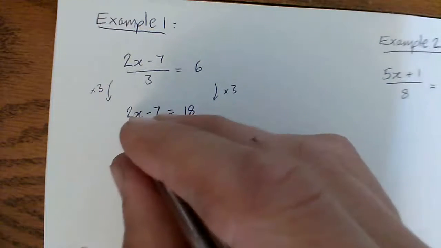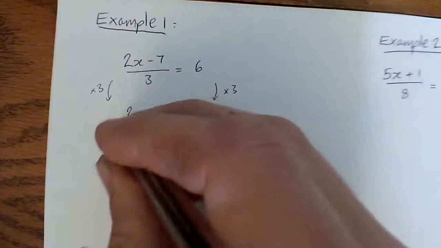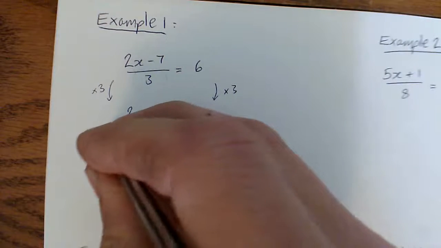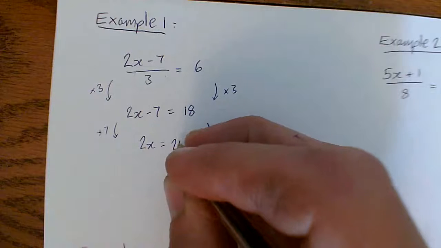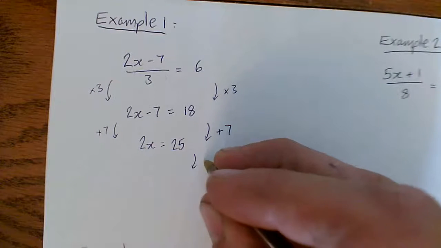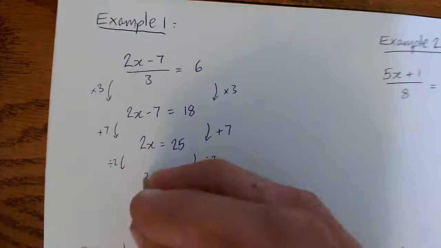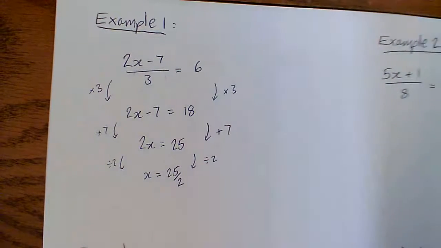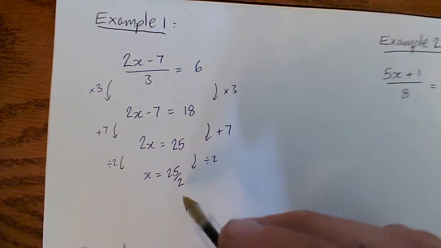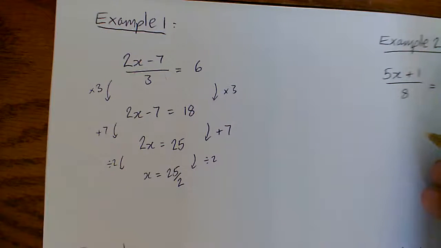Now we can rearrange. We've got an extra step compared to what we had in the previous set of questions. So I'm going to add 7 to both sides. That leaves me with 2x equals 25. Divide both sides by 2. And so x equals, now you can leave it as a top-heavy fraction, or you could simplify it down to 12 and a half or 12.5.